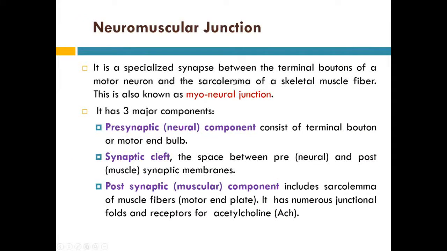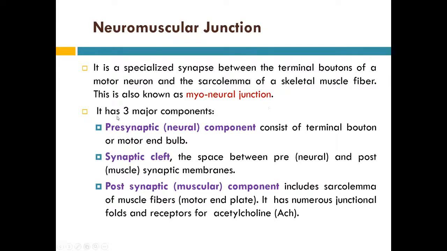Now the neuromuscular junction, which is very important. First of all, we need to know the arrangement of the neuromuscular junction. The name itself says that it is a junction between the neuronal complex and the muscle fibers. A nerve fiber supplies the muscle, and this total arrangement is called the neuromuscular junction. It is a special synapse between the terminal button of a motor neuron and the sarcolemma of the skeletal muscle fiber. The neuron has its terminal button at its axon, and that axon touches the sarcolemma, the cell membrane of the skeletal muscle. This arrangement is called the neuromuscular junction, also known as the myoneuronal junction.